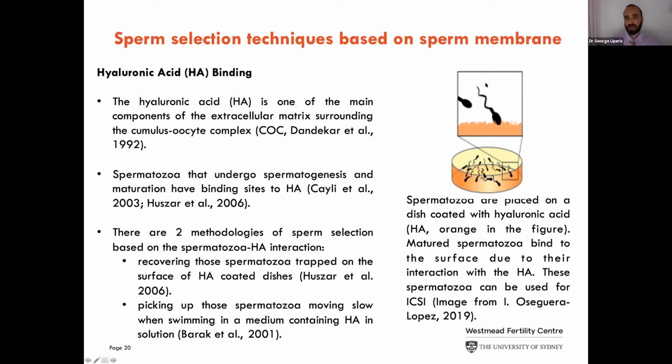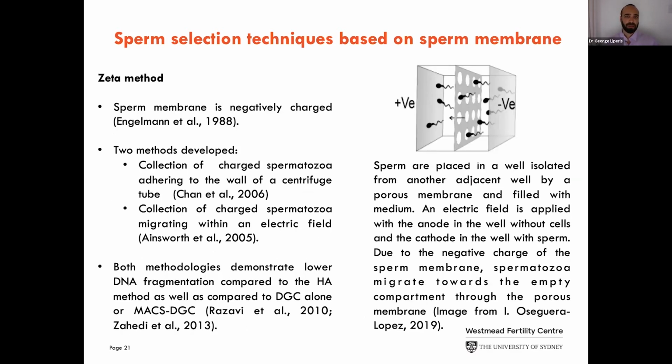So here we can see this method of the dish containing hyaluronic acid with spermatozoa binding on the surface of the dish, and therefore those spermatozoa being used for downstream applications like ICSI, after showing that they have this binding ability to hyaluronic acid.